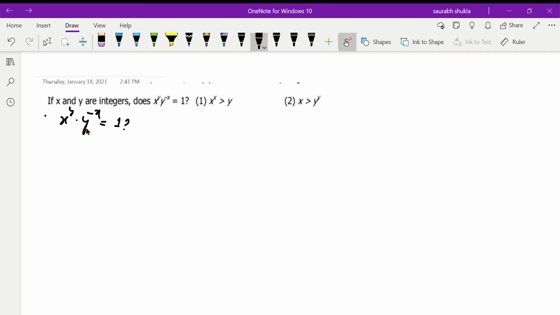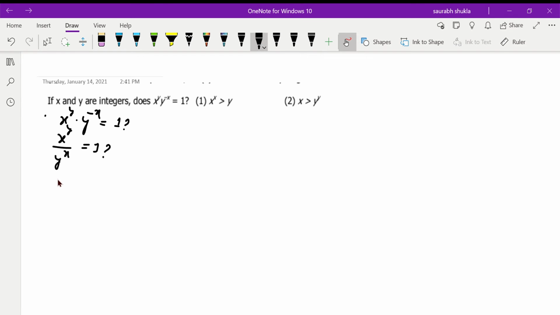So what else can we do? Can I write y raised to minus x as 1 by y raised to x? So you will get x raised to y divided by y raised to x is equal to 1. I'm still keeping the question mark. Now what's next can be done here? Can you simplify it further?